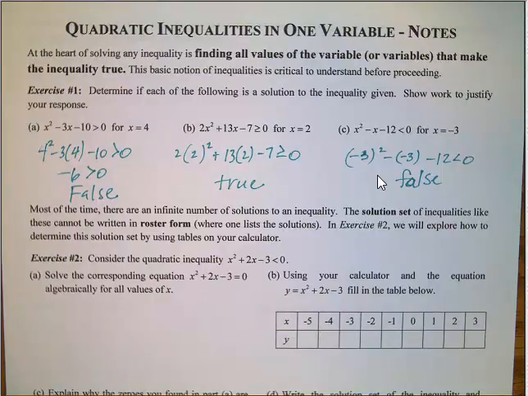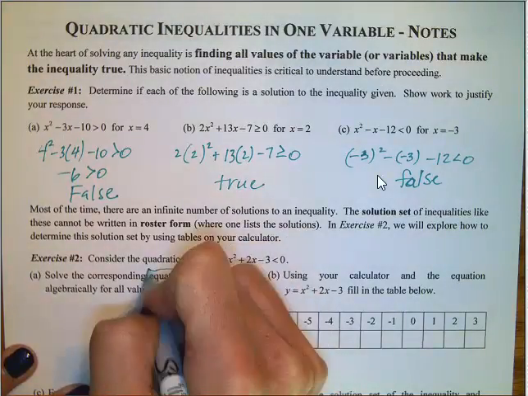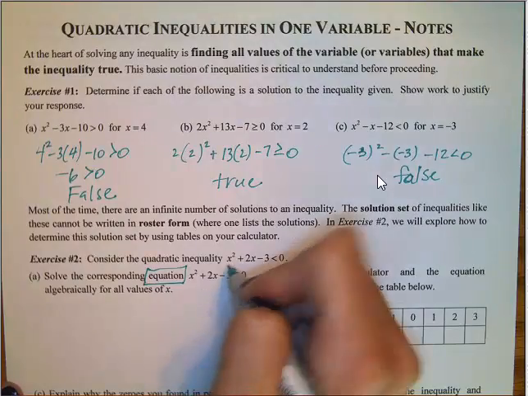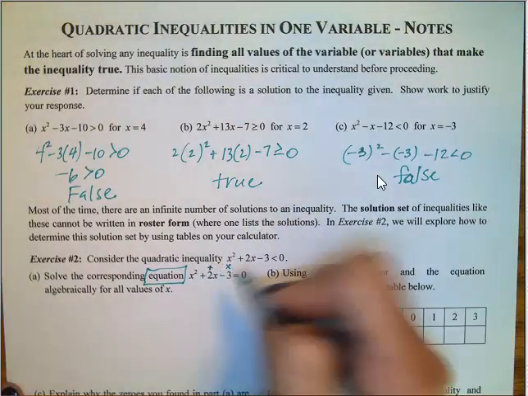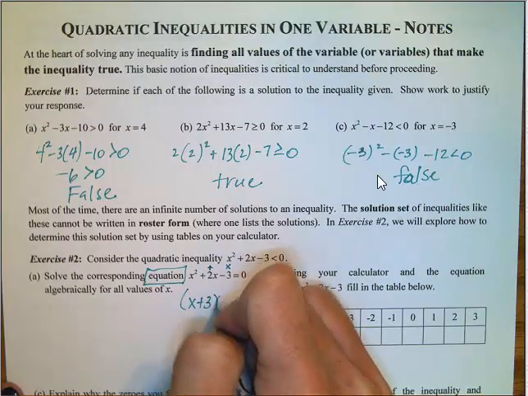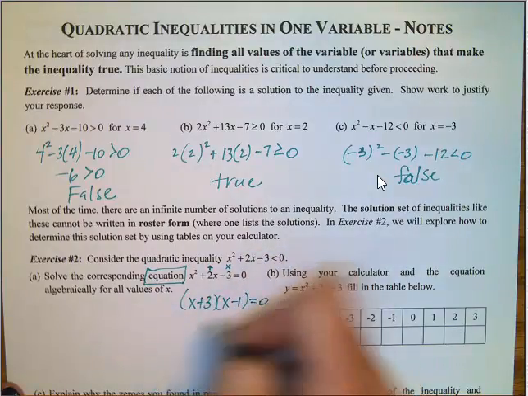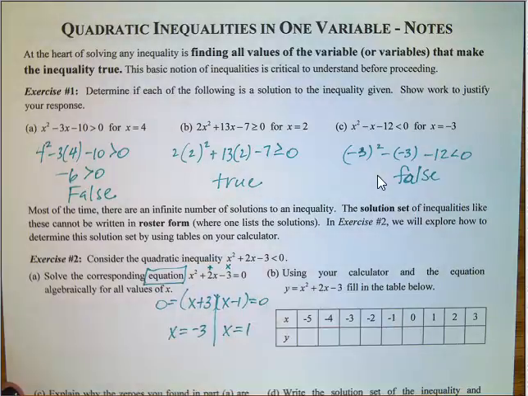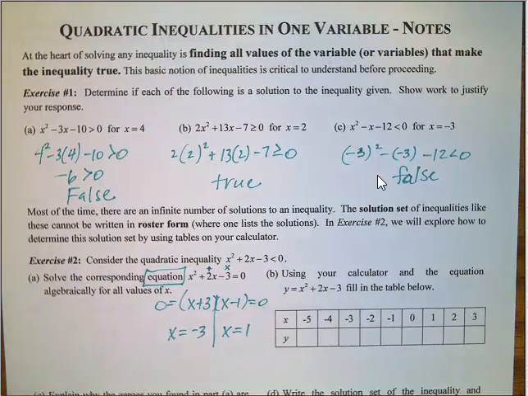Solve the corresponding equation algebraically for the values of x. So first step always when you're solving an inequality is to solve the equation. Ignore the inequality. So this is a trinomial. So what multiplies to -3 and adds to 2? So x plus 3 and x minus 1. So solve each of these. So x equals -3 and x equals +1. So algebraically, my answers are -3 and +1. Those are the zeros, those are the roots, those are the x-intercepts.